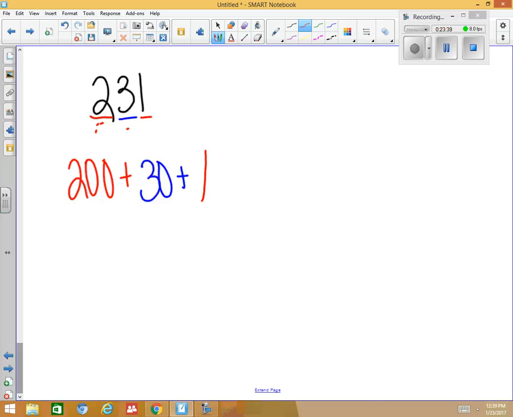Expand. What does expand mean? Make it longer. Make it bigger. Expand means to make bigger. Did I make that number bigger?